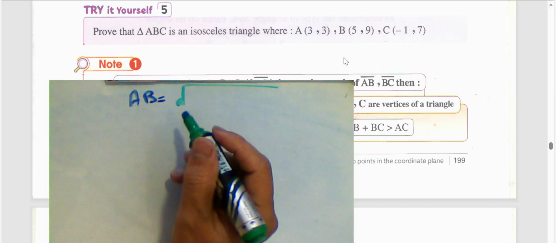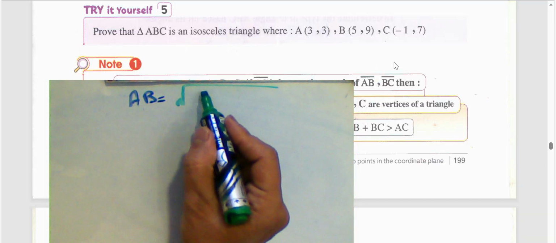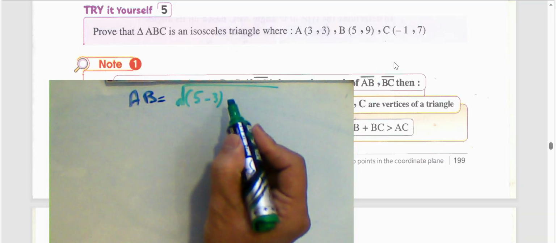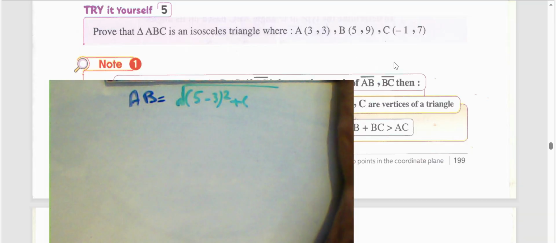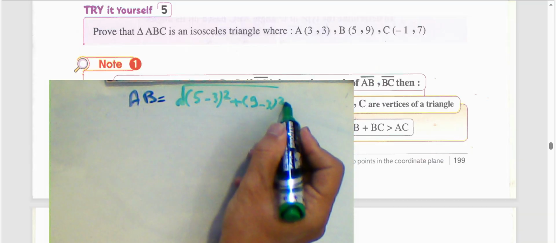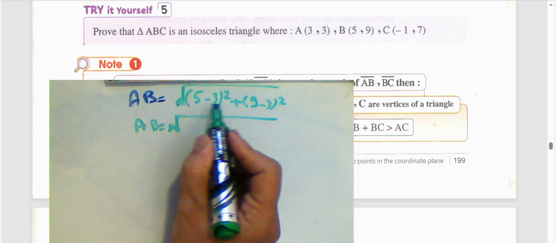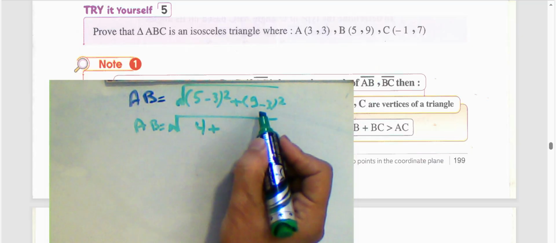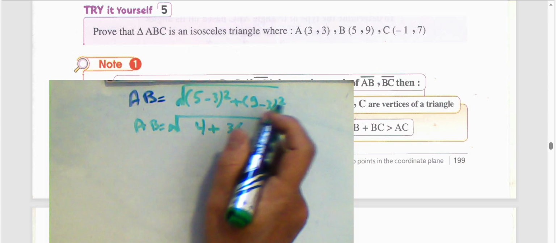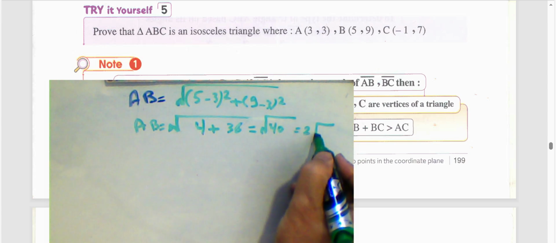Square root of, look here, (5 minus 3) to the power 2 plus (9 minus 3) to the power 2. 5 minus 3 is 2, 2 power 2 is 4, and 9 minus 3 is 6, 6 power 2 is 36. Then we have the square root of 40. The result will be 2 root 10.